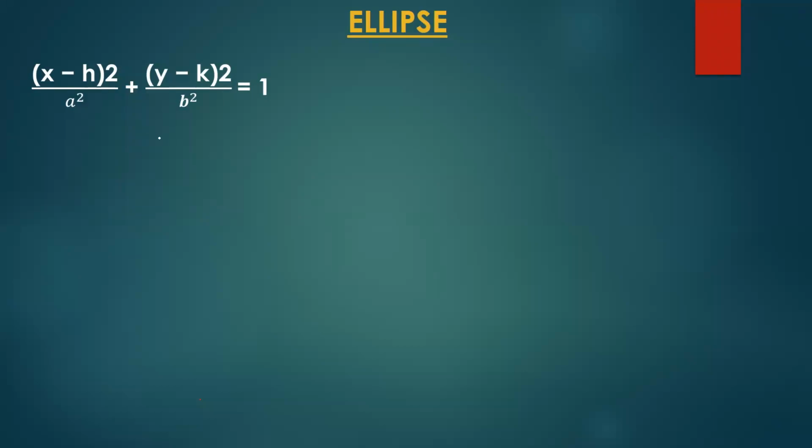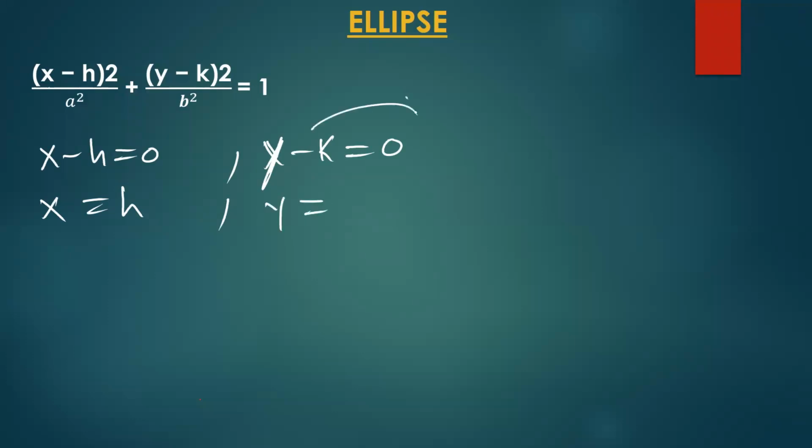The center of this ellipse is found in the same way that we were finding it for the circle. You have to equate whatever is in the brackets there to 0. So if for instance you have this as your equation, you say x minus h is equal to 0, and you also say y minus k is also equal to 0. Sorry, this one is supposed to be y. The center of this ellipse is therefore going to be (h, k).